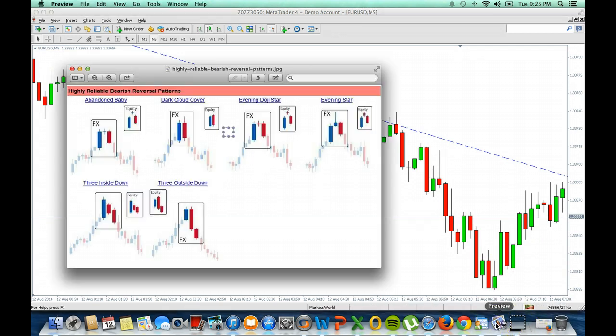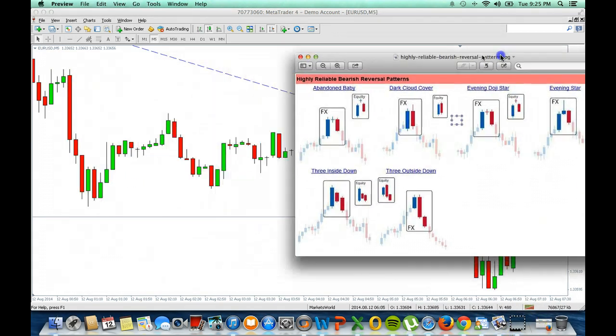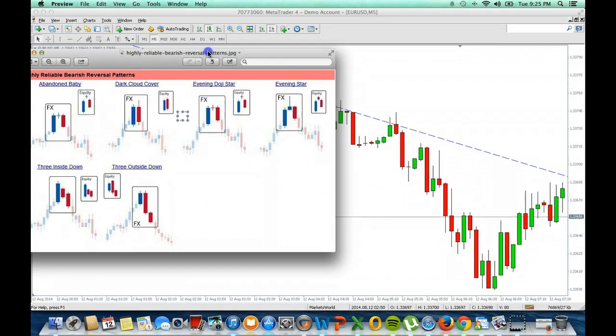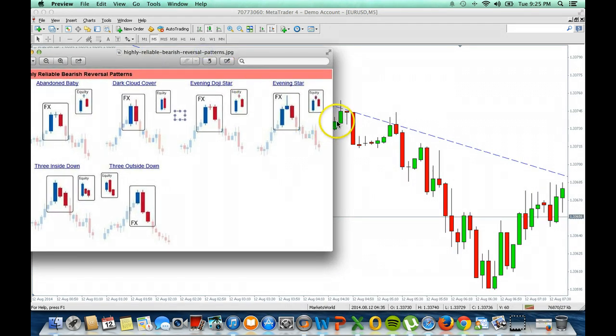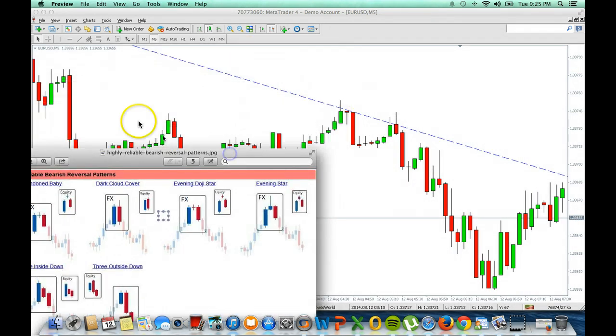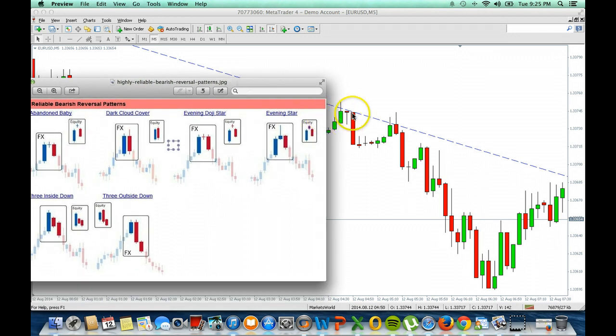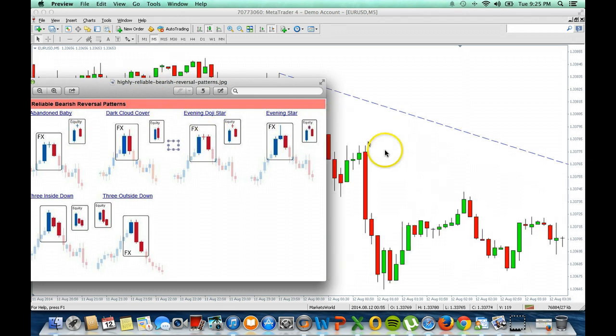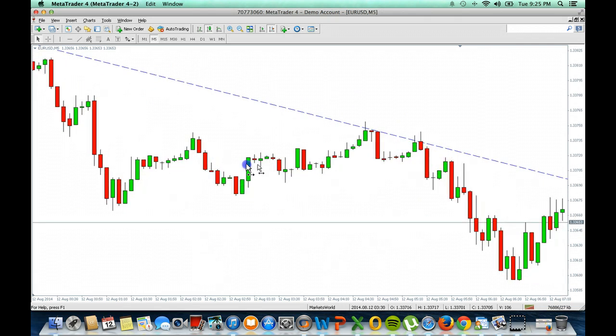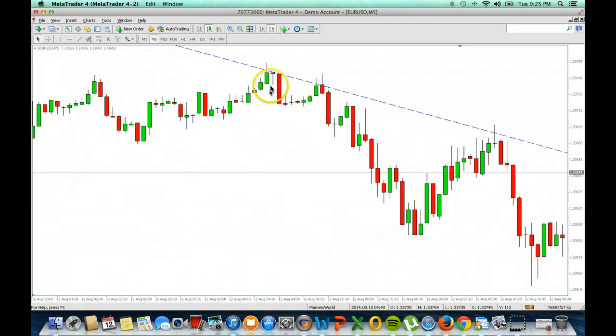Actually, let me see if I can bring it up. All right, I got my sheet. This is my cheat sheet right here. All right, so when you start to see price head pretty much back to the trend line that you drew, you want to pay attention. And right here, you can notice that if you look at my chart, this is an evening star pattern, evening doji star pattern is what this is. All right, now that right there is indicating a reversal.